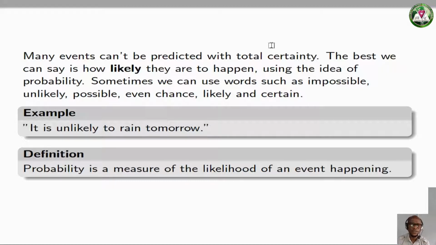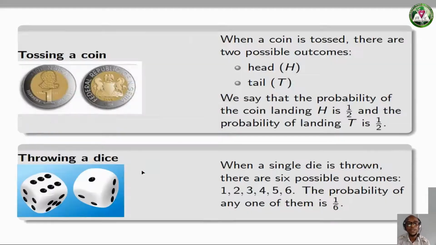So, let's take a little definition of probability, which says that probability is a measure. I want you to underline that word, measure. Probability is a measure of the likelihood of an event happening. So what we'll be doing is to measure the likelihood of that event happening, using a mathematical formula.